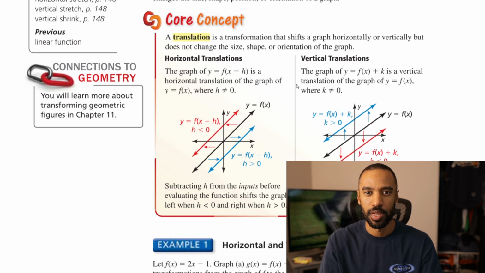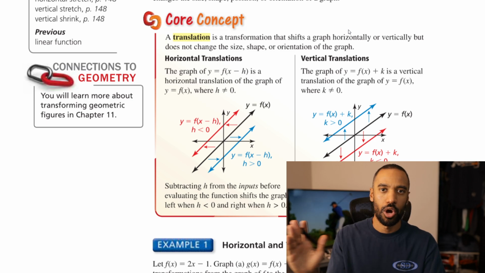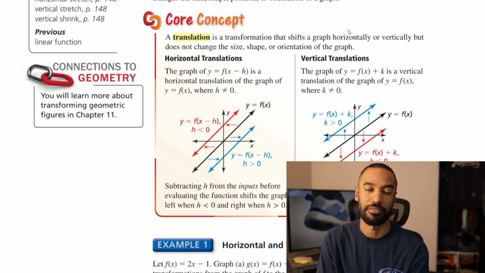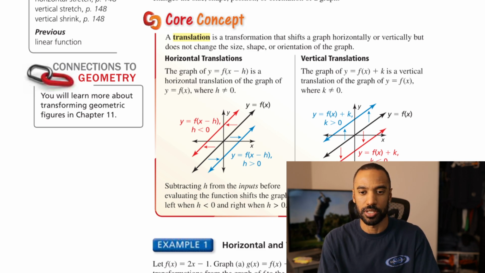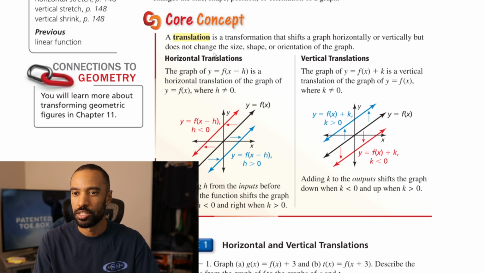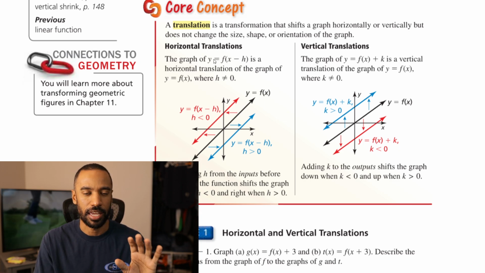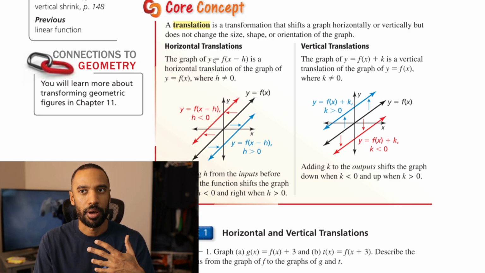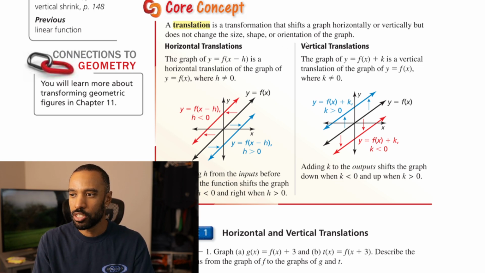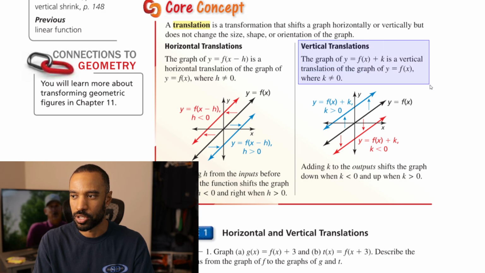A transformation changes the size, shape, position, or orientation of a graph, and we're going to see all the different varieties here. A translation, I stated a couple times, shifts the graph horizontally or vertically, but does not change the size, shape, or orientation of the graph. Now, I want to remind you that all these functions have an infinite domain and range. The lines go forever in both directions. So to change size is hard to talk about, but we're talking about changing the y's and the x's potentially. Now, let's talk vertical translations first, then I'll get to horizontal translations.